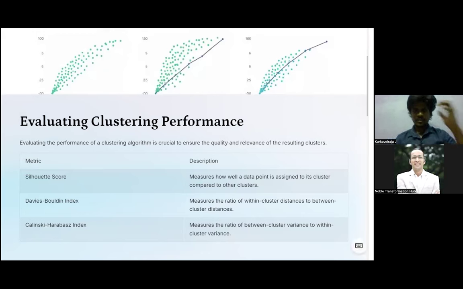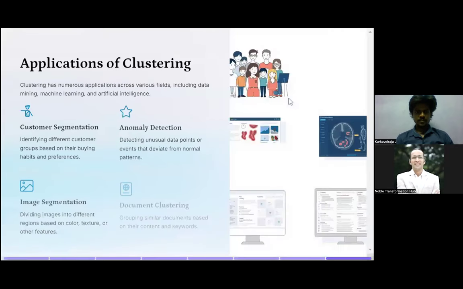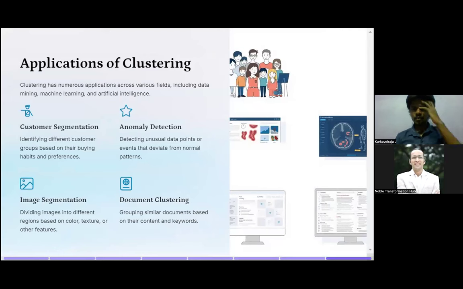Yeah, guys. So that's it. Let's move on to the next thing. I think this is going to be the last topic for clustering: applications of clustering, guys. We have seen different clusters and how to evaluate the clusters. Now let's see what the applications of clustering are. Clustering has numerous applications in various fields, including data mining, machine learning, and artificial intelligence.